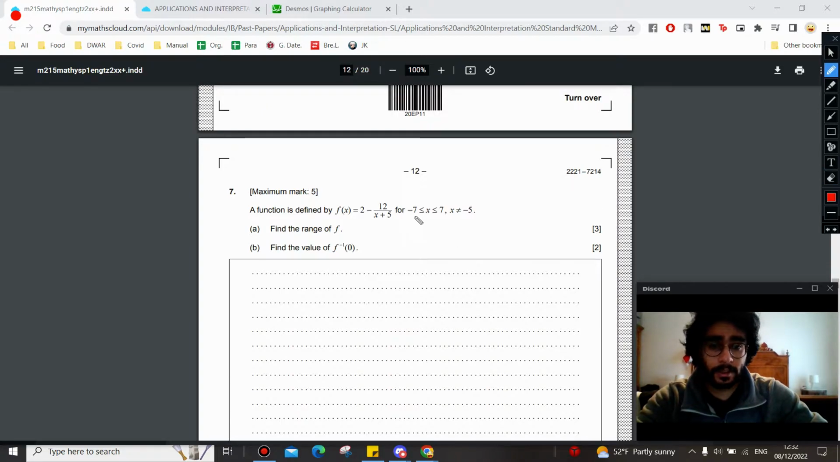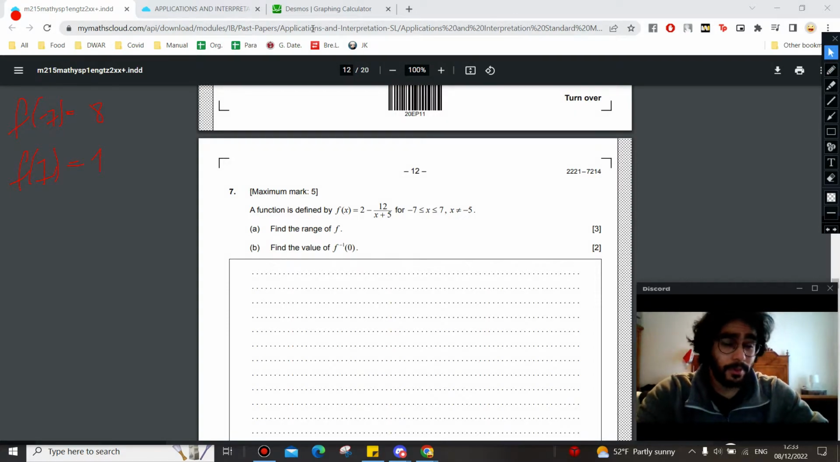But first, let us find f of minus 7 and f of 7. Well, f of minus 7 will be equal to just plugging in minus 7. If I plug this in, well, I will have 8. If I plug in 7, in that case, I will have 1. Now I need to find the range. If my range is bigger than 8, lower than it, bigger than 1, lower than 1, how can I see it? Well, I can use the GDC. Since I have it, it will be easier.